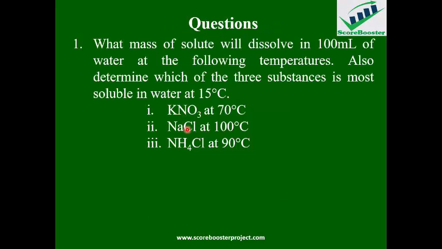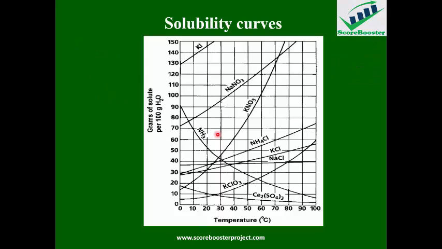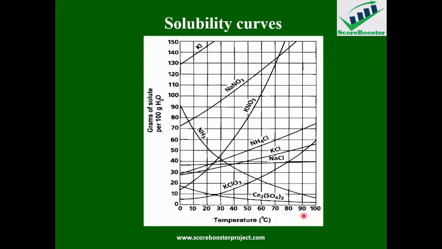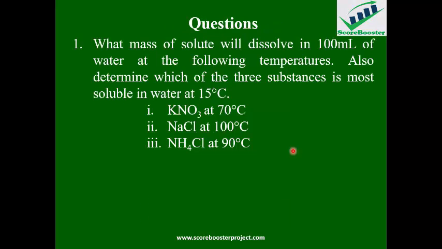So the same thing for sodium chloride at 100. So we go to 100. Where's sodium chloride? This is 40. Then ammonium chloride at 90. We go to 90 degrees. Where's ammonium chloride? This is ammonium chloride, around 70. Then, which of the three substances is the most soluble in water at 15 degrees?